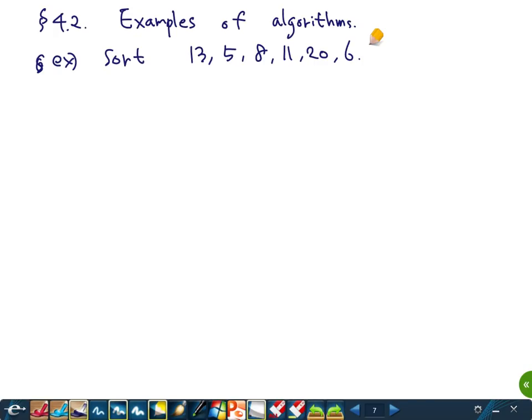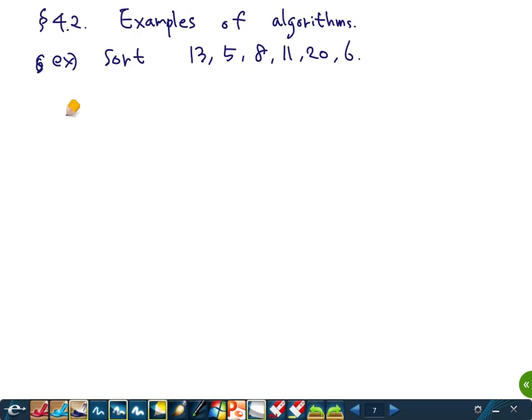Sorting means you write the smallest one at the beginning and the second smallest as the next element, etc., so that the numbers are in increasing order. There are many sorting algorithms. We will learn just one of them, what's called the insertion algorithm. There are many algorithms like insertion sort, bubble sort, quick sort, merge sort. We will learn just one of them.